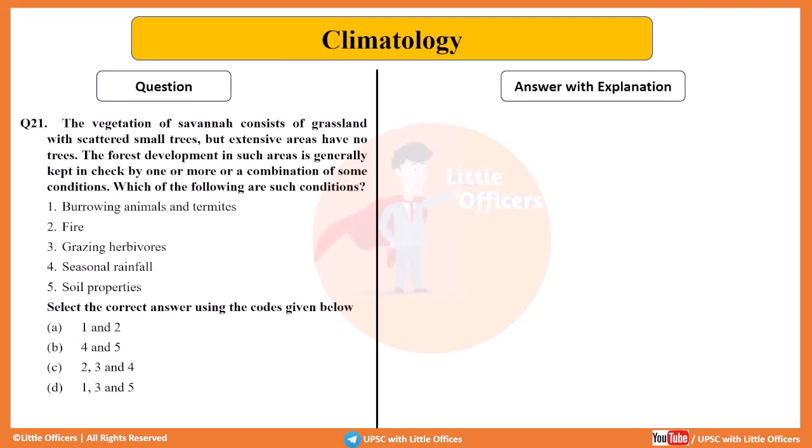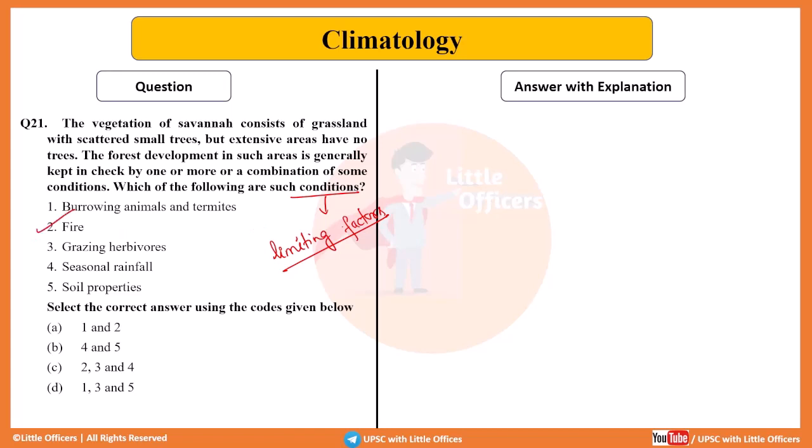Okay. Now, the vegetation of savanna consists of grasslands with scattered small trees, but extensive areas have no trees. The forest development in such areas is generally kept in check by one or more or a combination of some conditions. Which of the following? See, these conditions we generally call limiting conditions or limiting factors. You can link it with the environment also, limiting factors, which actually inhibit the growth. Okay, so what are such things?